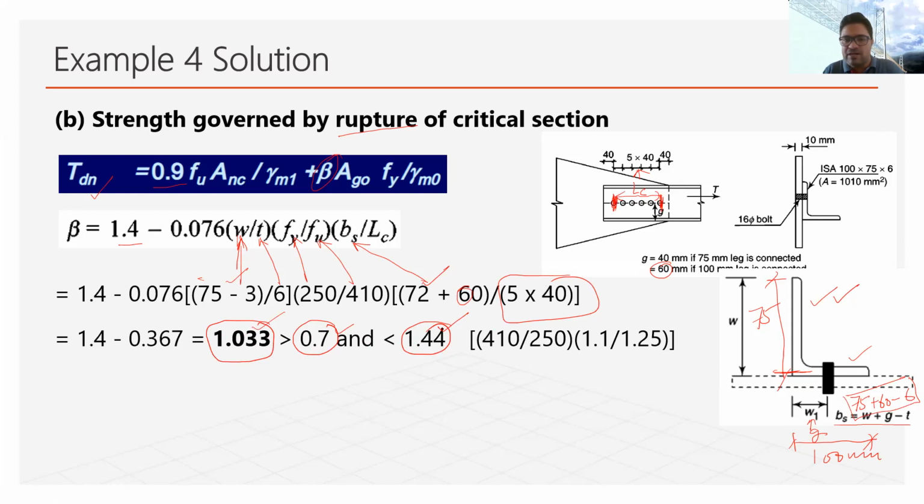How do we find 1.44? It is basically given by the formula Fu by Fy and gamma m0 by gamma m1. This is how we find the value 1.44.